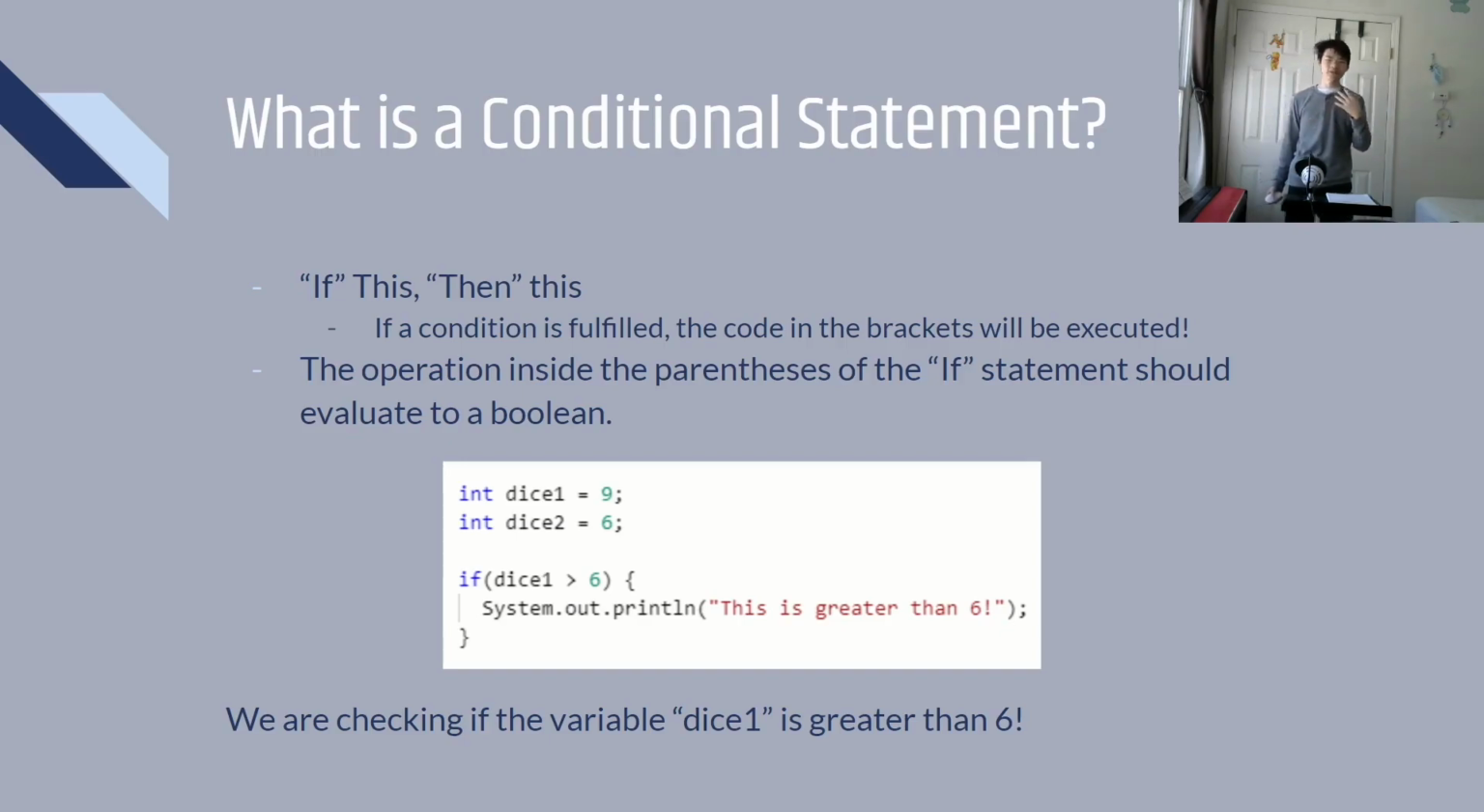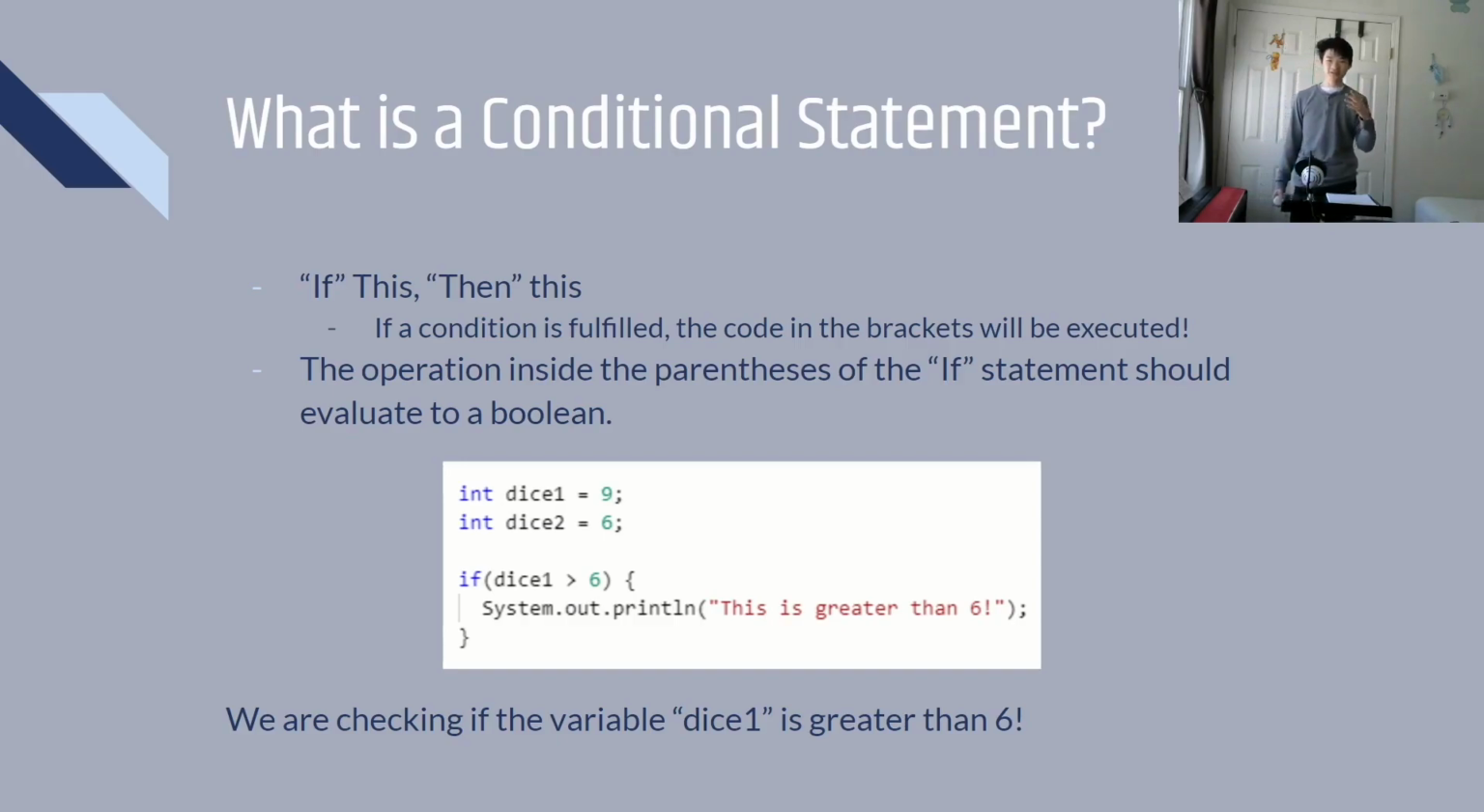So for example, you can see in this section of code here, we have integer dice1 equals 9. Remember, that's the assignment operator. If you don't remember what the assignment operator is, I highly recommend that you go to the last video. Now, in dice2, we have a value of 6. So in the lines below, we're saying if the value of dice1 is greater than 6, then execute the code system.out.println this is greater than 6.